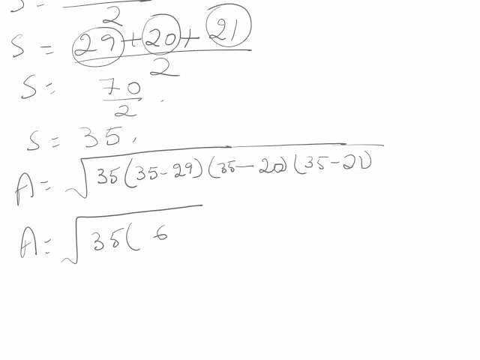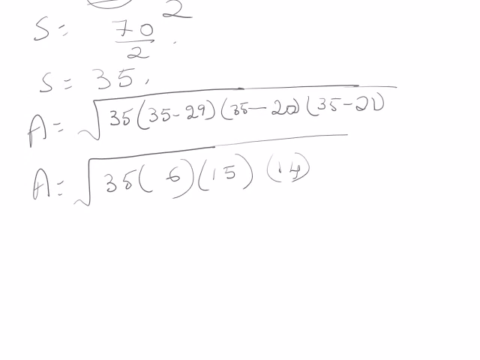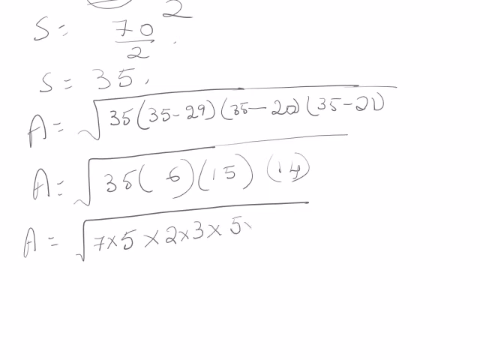Then 2 minus 2 is 2 only, and here 35 minus 20 is 15. Then here 35 minus 21 is 14. So now let us write the prime factors. So A is equal to square root of 35 is 7 into 5, 6 is 2 into 3, 15 is 5 into 3, and 14 is 7 into 2.